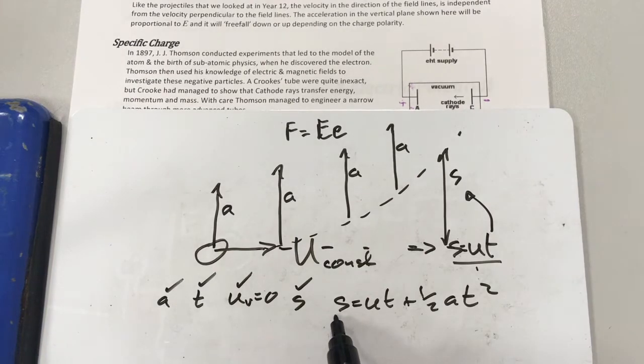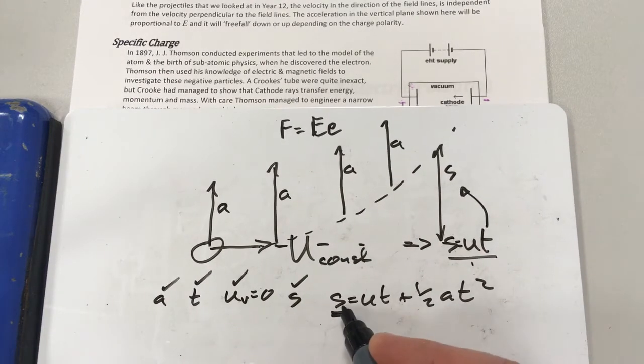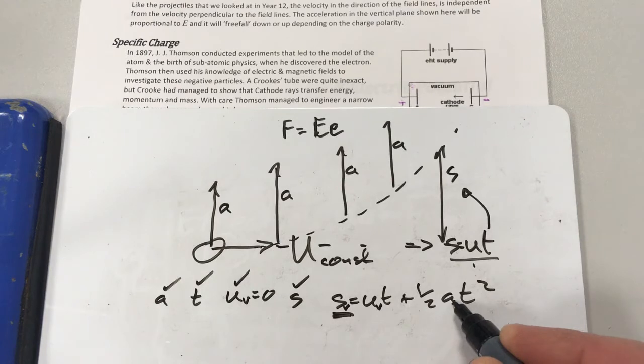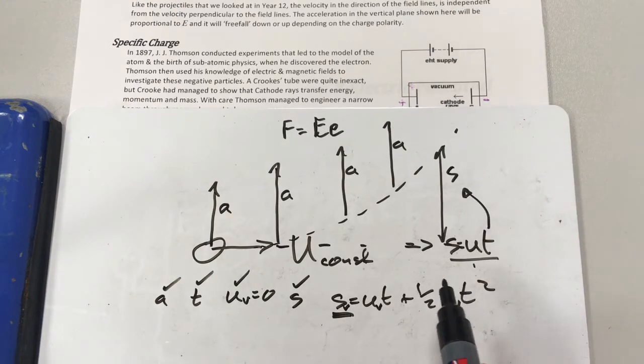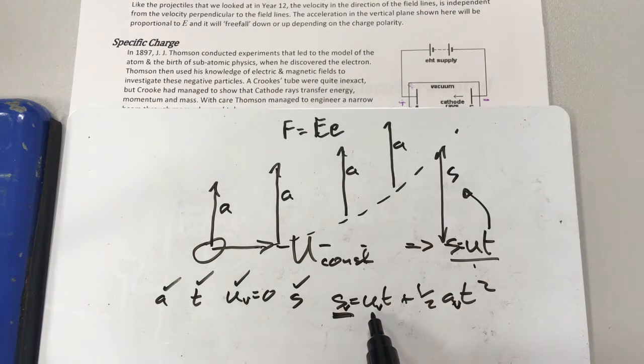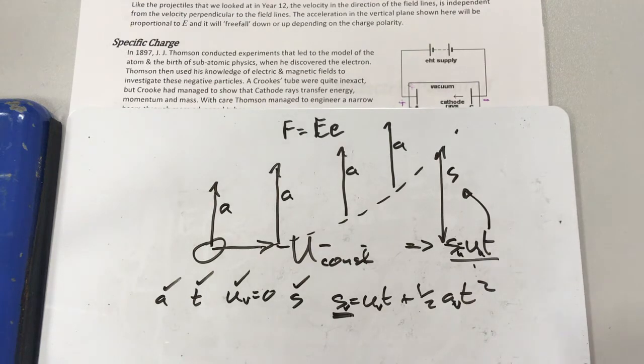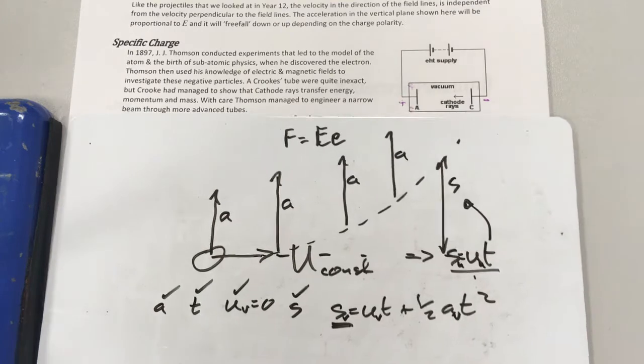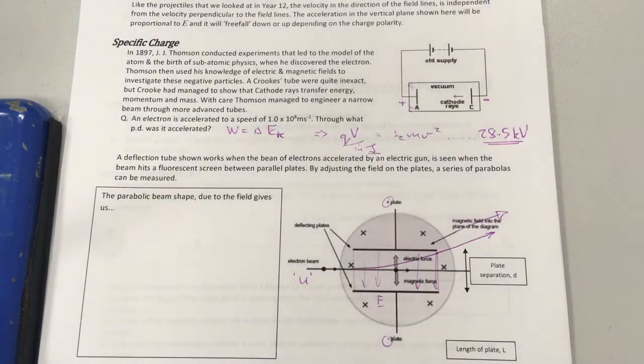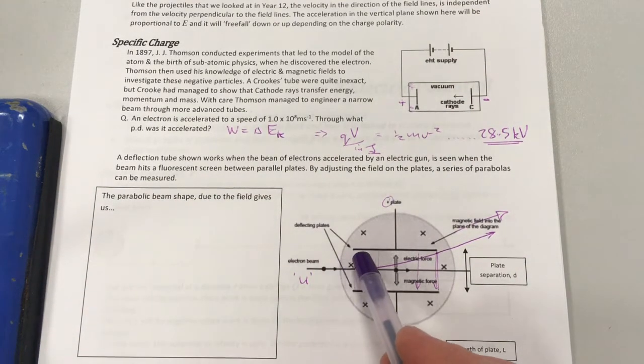Okay, so I can get the vertical acceleration from the vertical displacement it runs, as long as I have time, and I get that from my horizontal velocity and horizontal displacement. In other words, the length of these two plates. So that's my distance along.